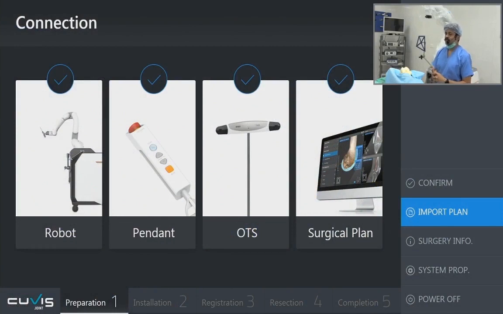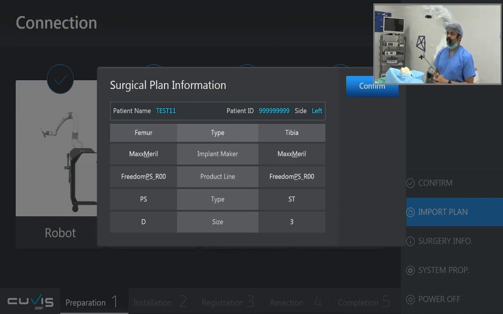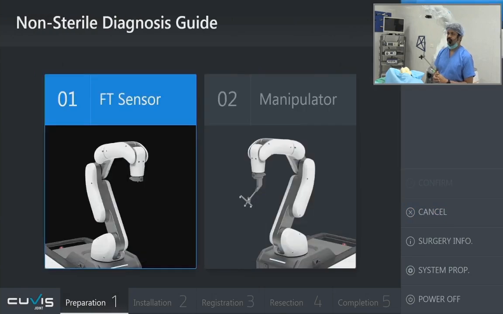So the first screen shows like any laptop would boot up. It checks all the connections: whether the robot is connected, the pendant, which is actually the remote control that will be in the surgeon's hand to control and maneuver the procedure, and then the optical tracking camera, which is the eye of the system, which is going to see the trackers, etc. That is something which is connected, and the surgical plan, as I said, the moment we plug it in, it will be imported. So this is what we have planned. I confirm the plan and go to the next step.